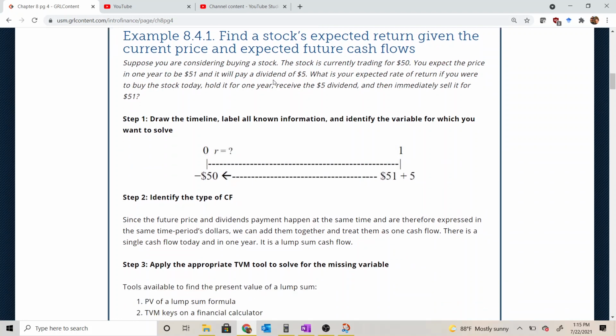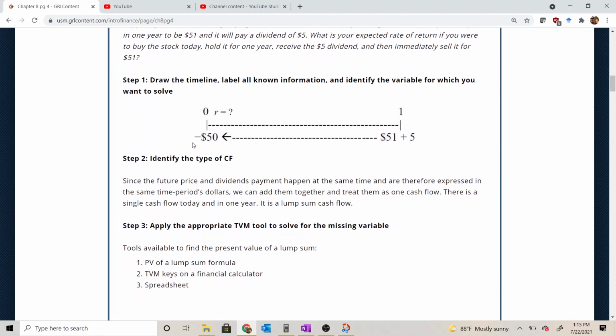All right, time value of money problem. So we're going to start by mapping out the timeline. We've got a current price of $50. That's what it's trading for today. And we're going to look at this from the perspective of us as a potential investor in the stock. So it would be a cash outflow if we bought it today. 1 year from today, we expect the stock to be trading for $51. And we expect to receive a dividend of $5. And then we're going to turn around and immediately sell it for $51.